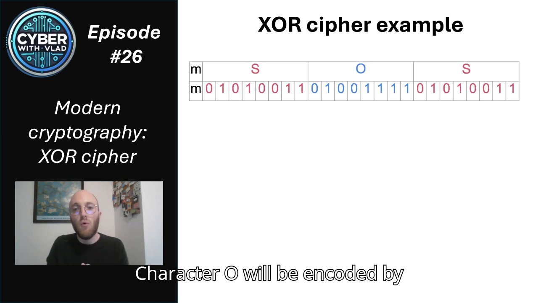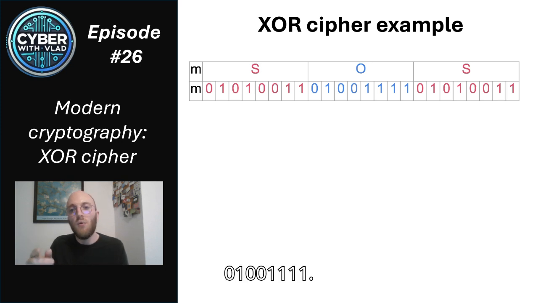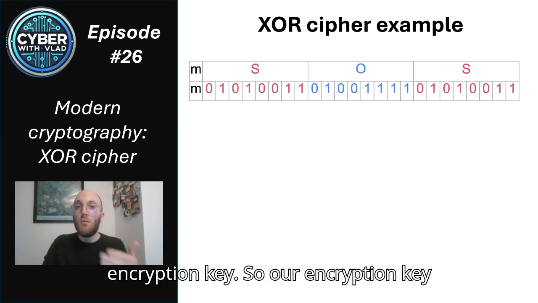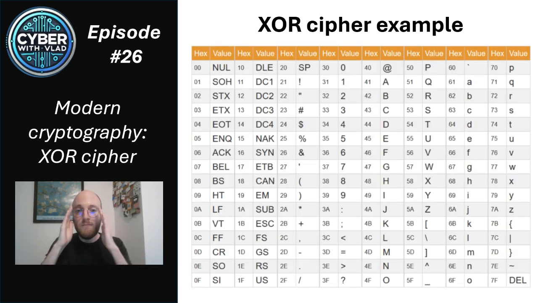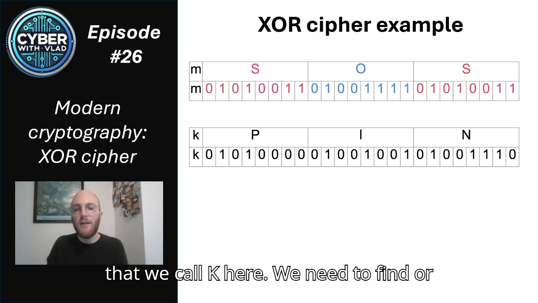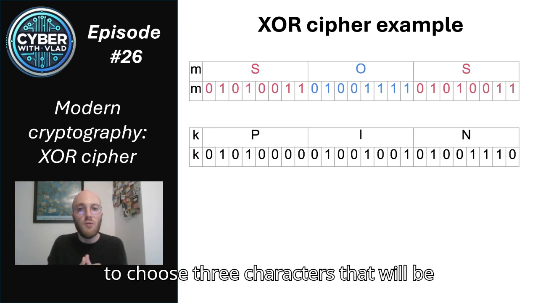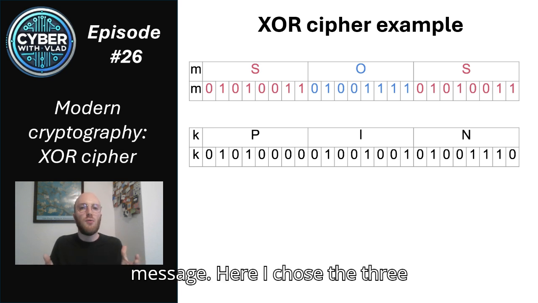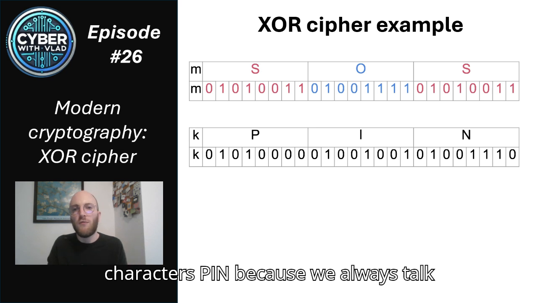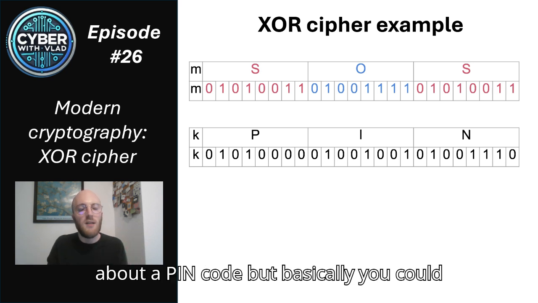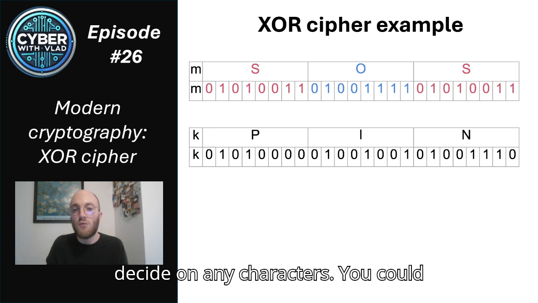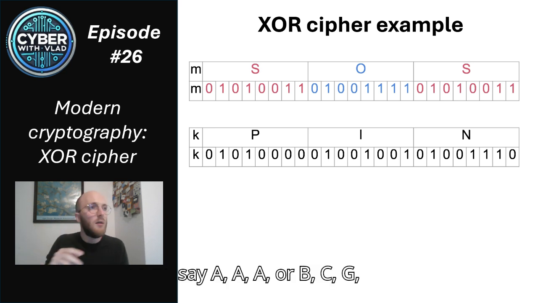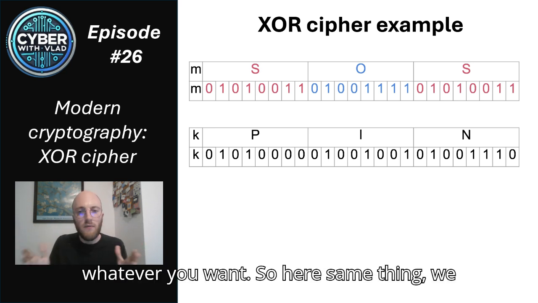Character O will be encoded by 01001111. What we are going to do is choose an encryption key. So our encryption key, that we call K here, we need to choose three characters that will be, of course, secret in order to encrypt our message. Here, I chose the three characters PIN because we always talk about the PIN code, but basically, you could decide on any characters. You could say AAA, B, C, G, whatever you want.